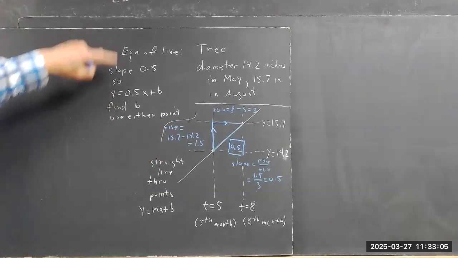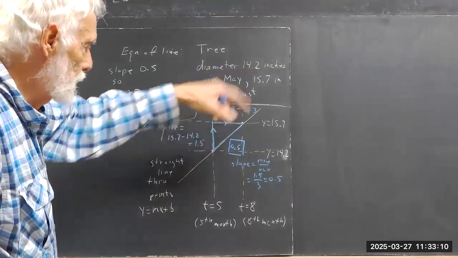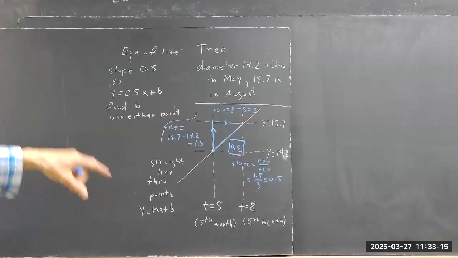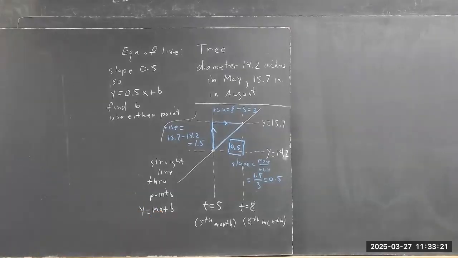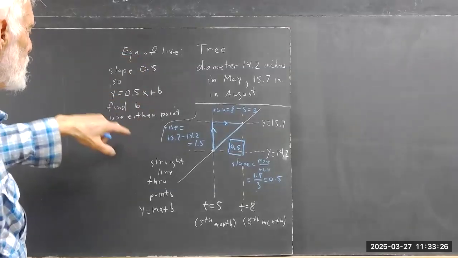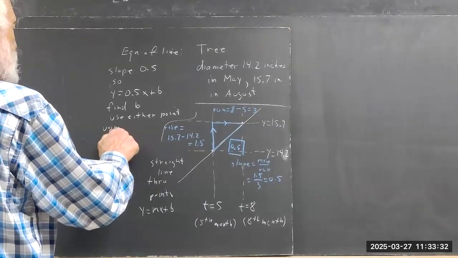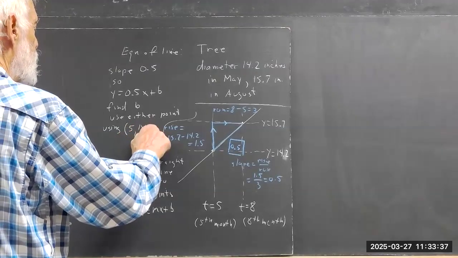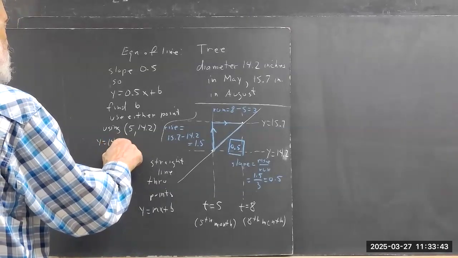Okay, back to the point here. We construct a fundamental triangle, we draw the line, we draw the graph, we label everything, so we have everything in our head. And then we say, okay, well, I know the function is y equals mx plus b. Now the slope is 0.5, so y equals 0.5x plus b. We can use either point to find b. Using the point, we'll just use (5, 14.2). y equals 14.2.